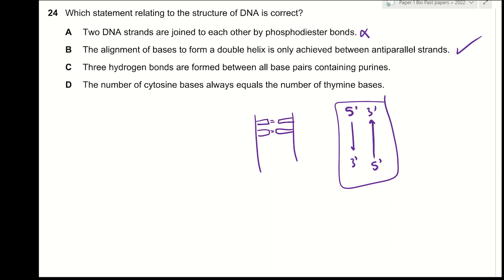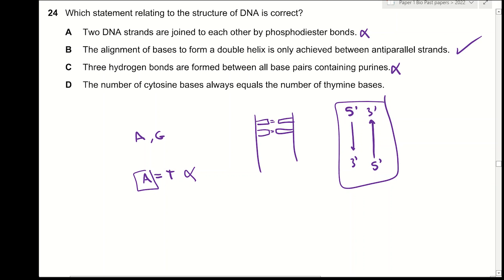C. Three hydrogen bonds are formed between all base pairs containing purines. Now, purines are adenine and guanine. When adenine binds to thymine, it binds via two hydrogen bonds, and adenine is a purine. It doesn't bind by three hydrogen bonds, it binds by two. So this is incorrect.